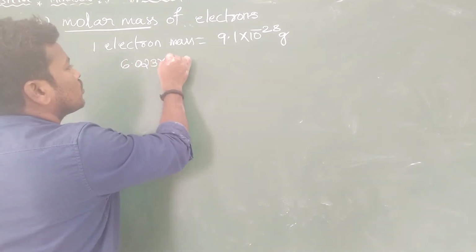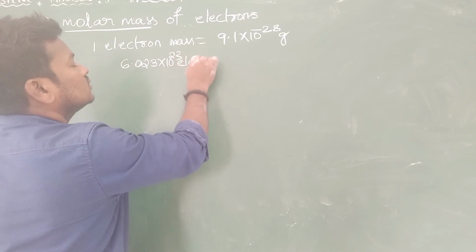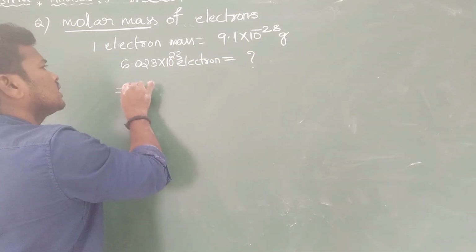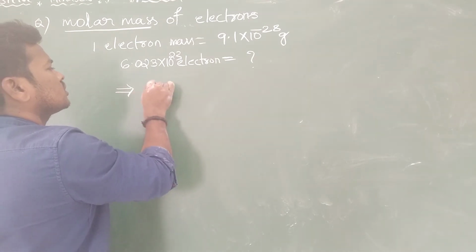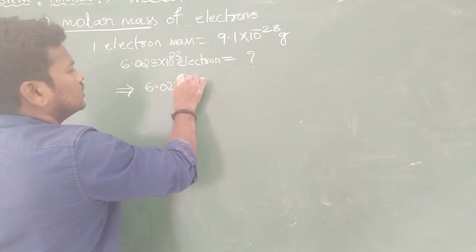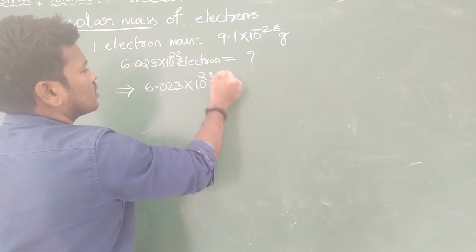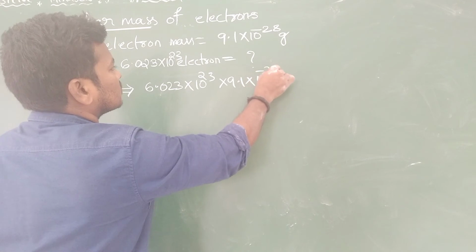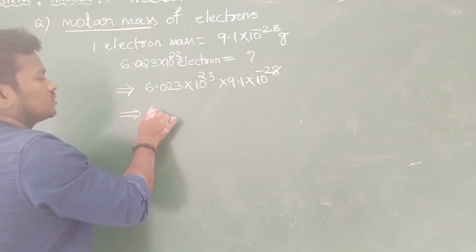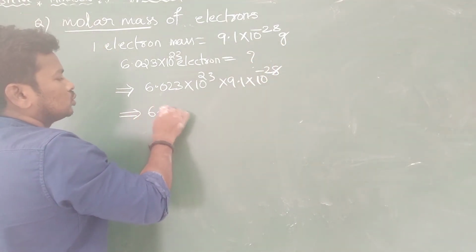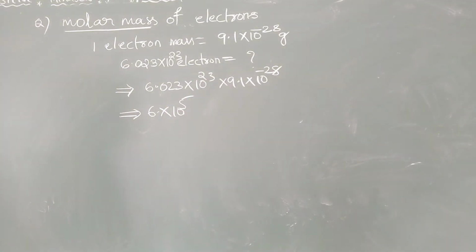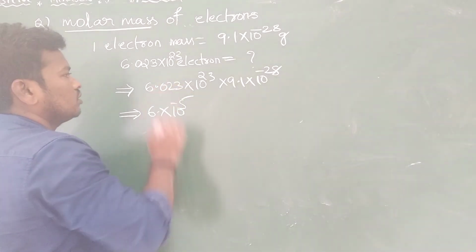6.023 into 10 to the power of 23 electrons' mass is how much? If you do the simplification, 6.023 into 10 to the power of 23 electrons into 9.1 into 10 to the power of minus 28, we will get approximately 6 into 10 to the power of minus 5.